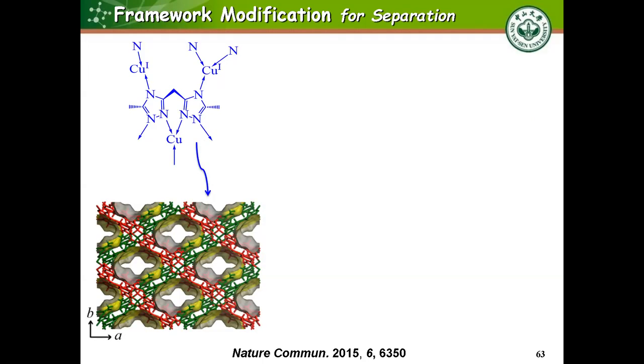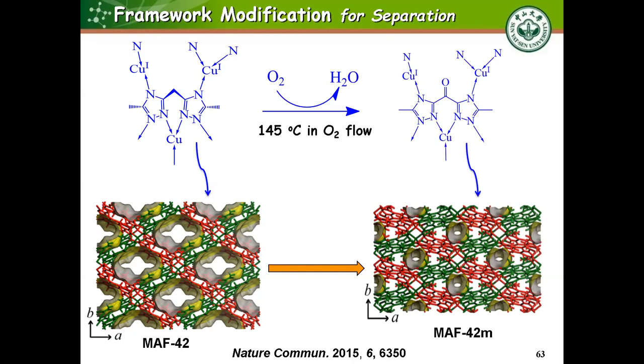Some azolate linkers can also be modified after formation of MAFs. For example, copper(I) ions and methylene bridge. This triazolate, as you can see here, can form a flexible microporous MAF. That is MAF-42. Half of the methylene groups are exposed on the pore surface and can be easily oxidized by hot oxygen gas. Consequently, the modified MAF-42M not only becomes more rigid, but also has polar ketone groups on the surface, as well as a reduced pore size.